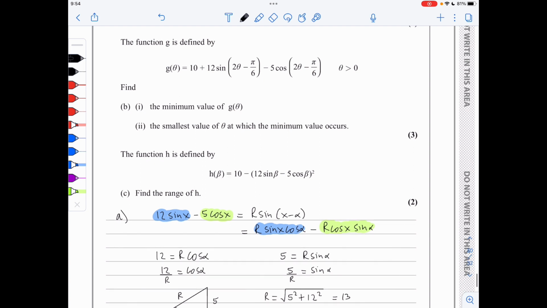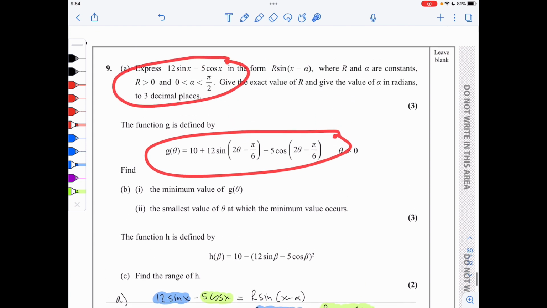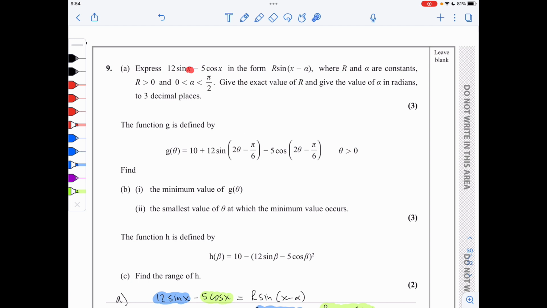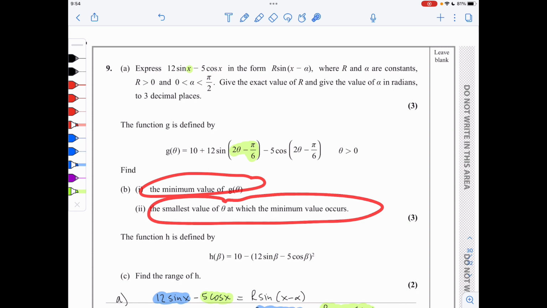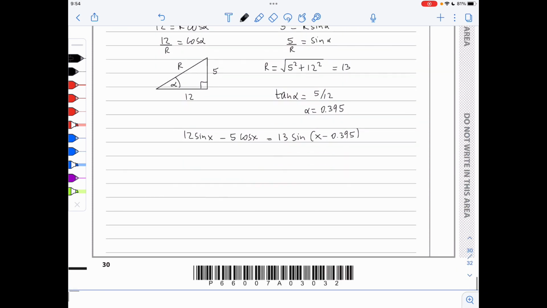Now part B, we've got the function g defined here. Obviously we've got similarities with what we have here. We can see that the x has been replaced with 2θ - π/6, and we're being asked to find the minimum value of g(θ) and the smallest value of θ at which this minimum occurs. So I will start by saying that we've got g(θ), which can be written as 10 + 13 sin(2θ - π/6 - 0.395).